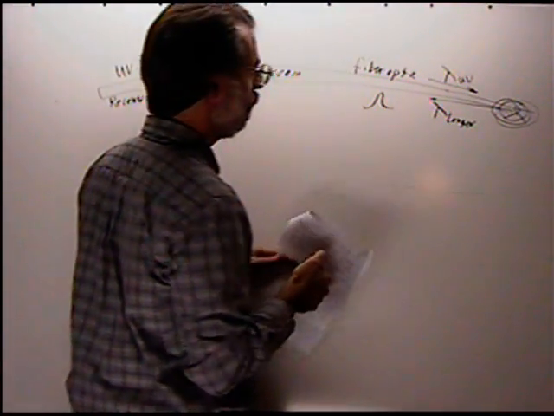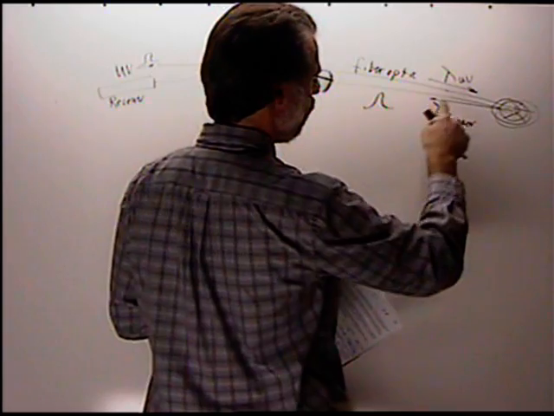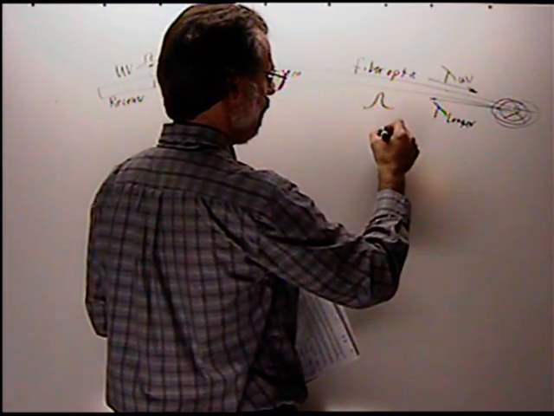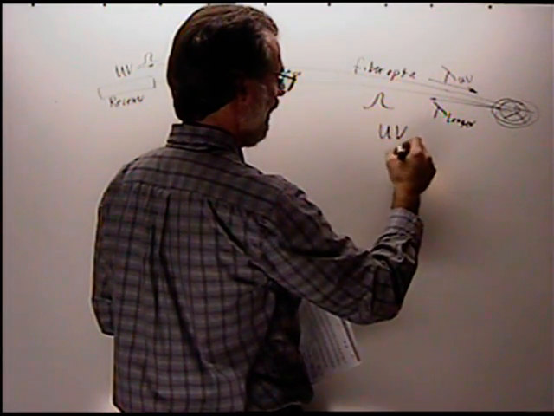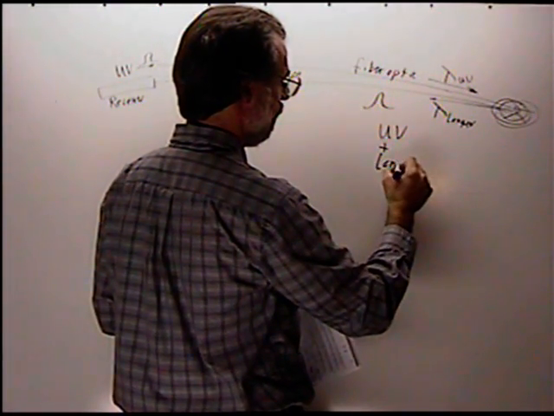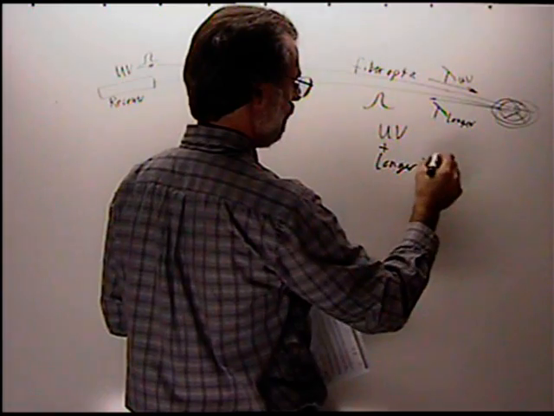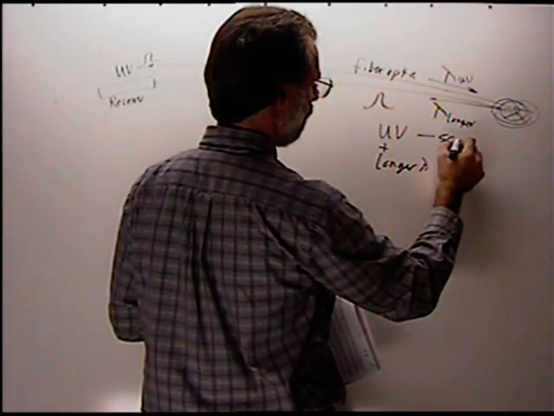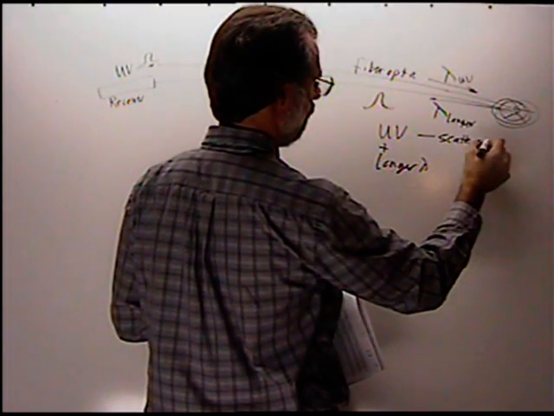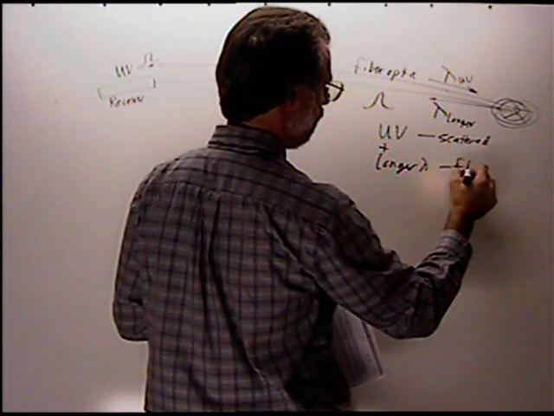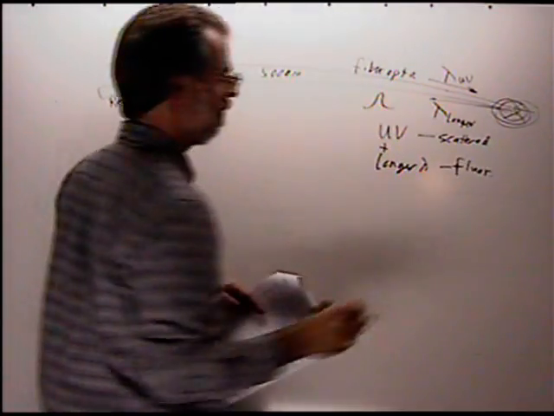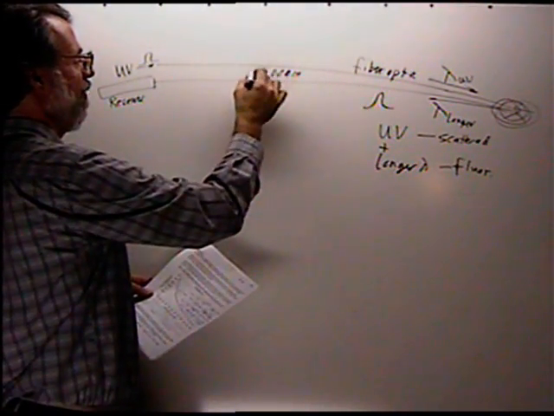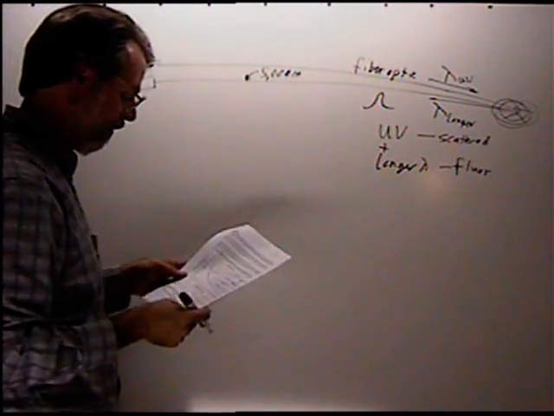Okay, so basically what we have at this point, we have two pulses coming back up. We have the UV light and the longer wavelength light coming back up. This is the scattered light, and this is the fluorescent light. The fluorescent light travels back up the 5,000 meter fiber.